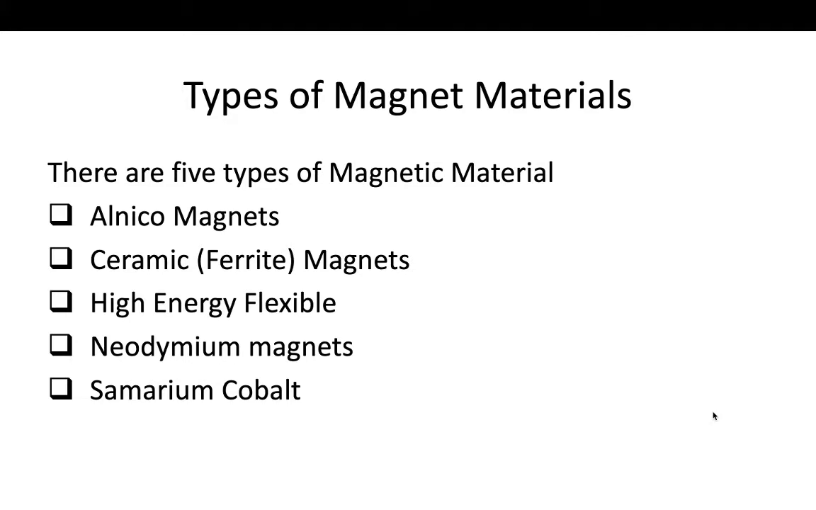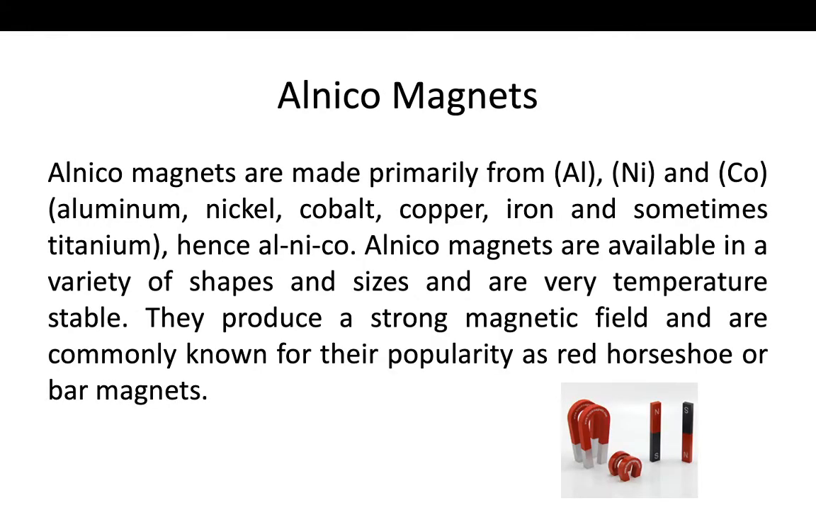Okay, assalamu alaikum. So this is the second part of our video, and in this part we will cover the types of magnet materials. So which type of materials are used for making magnets? There are five types of magnetic materials. We will look into the properties and definitions of all these five types one by one.